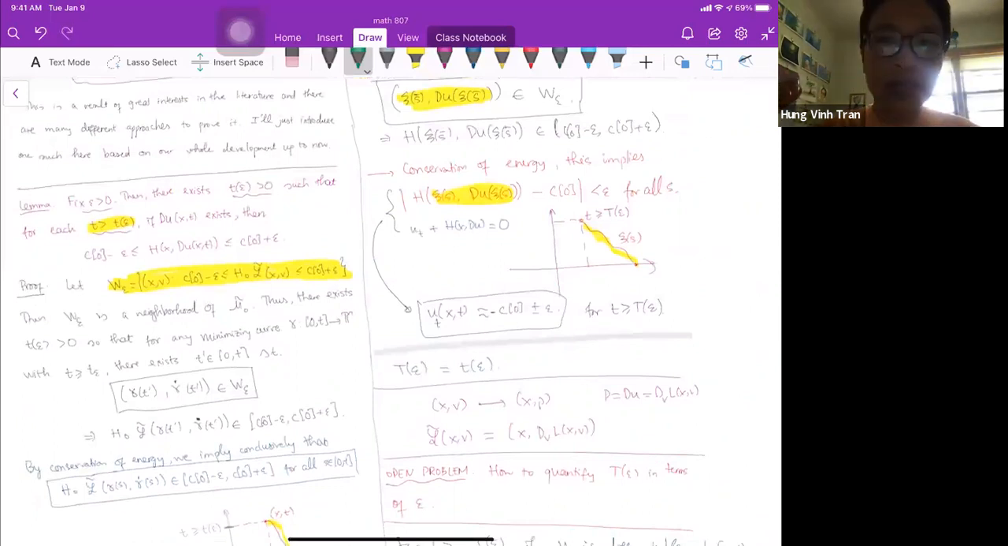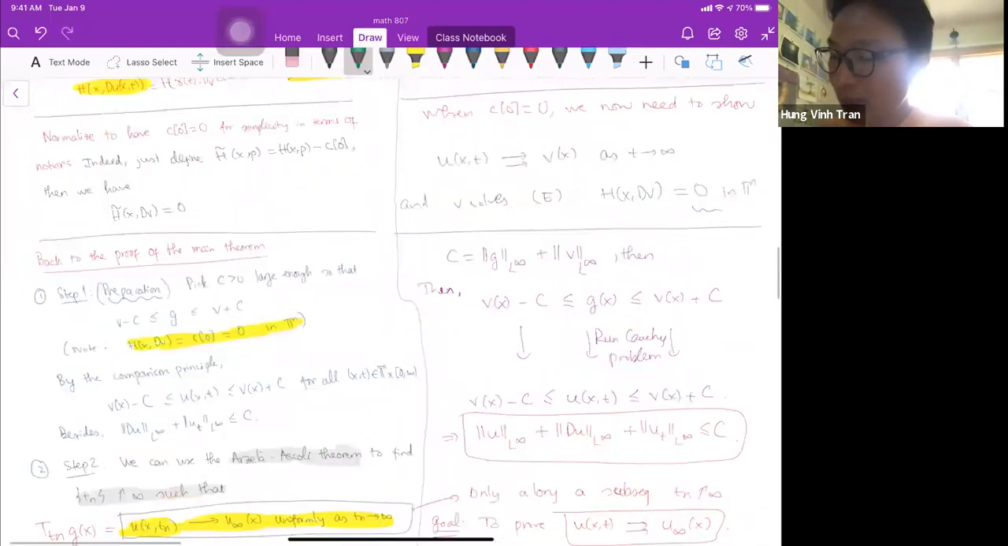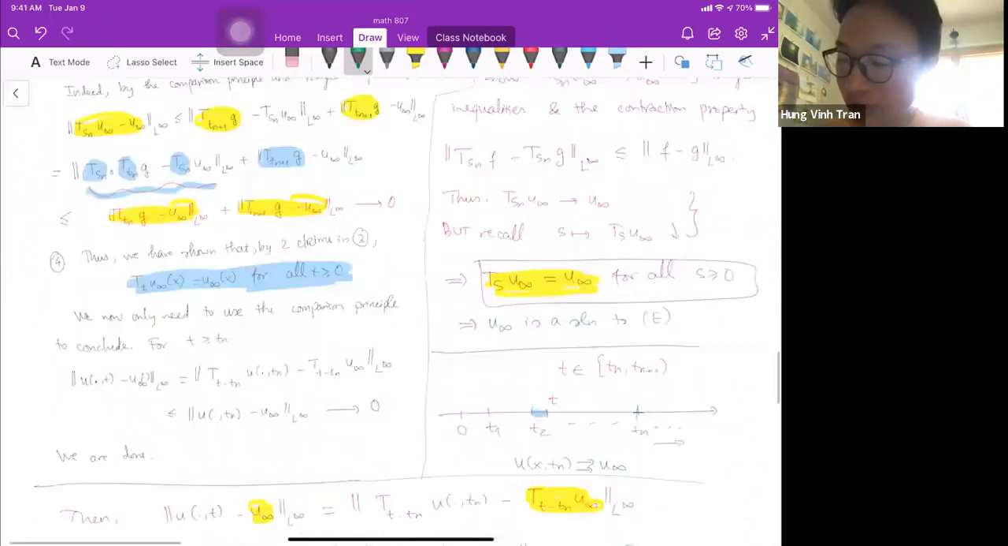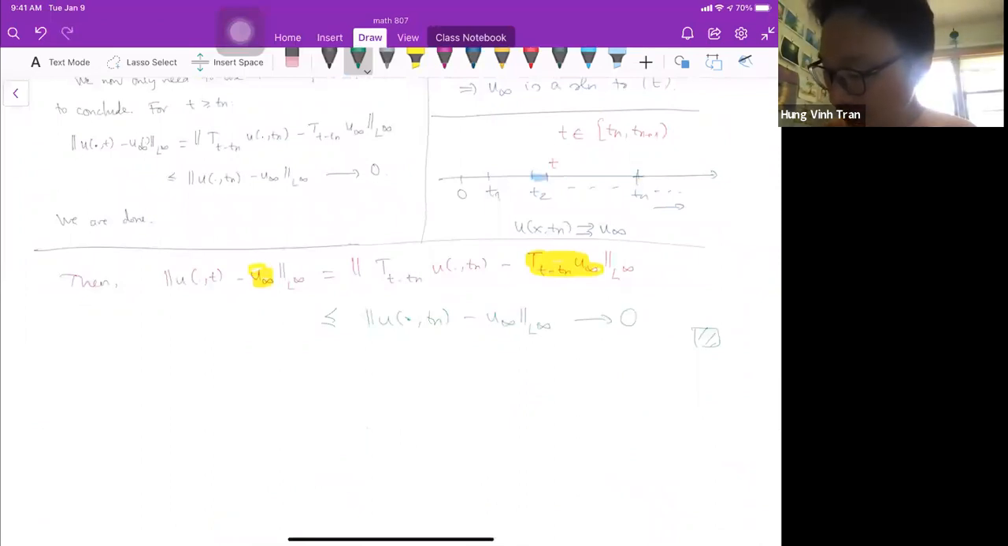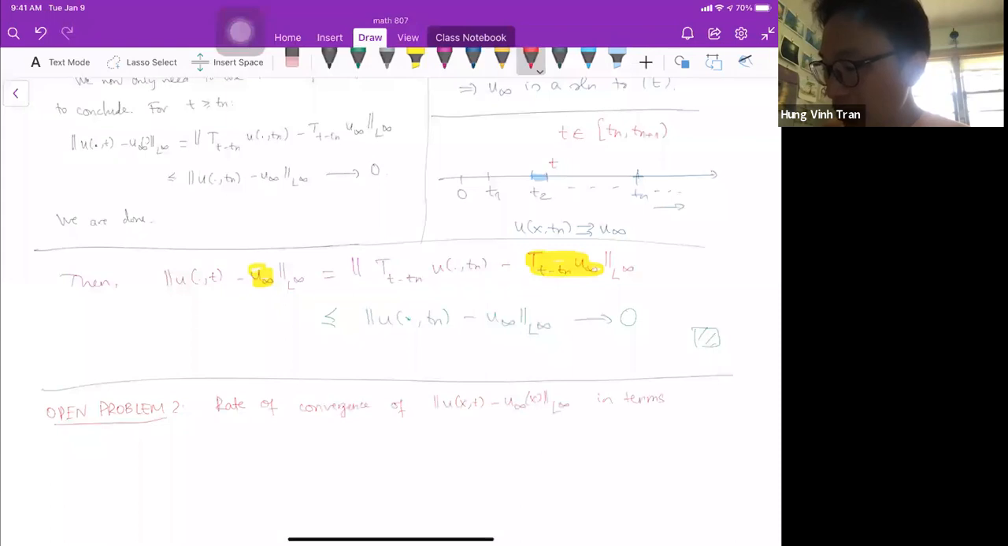Not just that you are solving that problem, but you are creating a sort of framework to better understand the behavior. So let me tell you the other open problem. Of course, the first open problem seemingly needs to be done first. The second open problem, open problem two, is: what is the rate of convergence of u(x,t) minus u infinity(x) in L infinity in terms of t? This is also open.